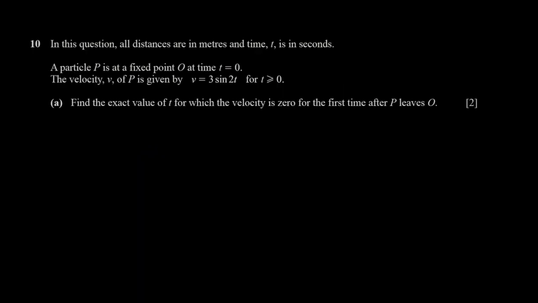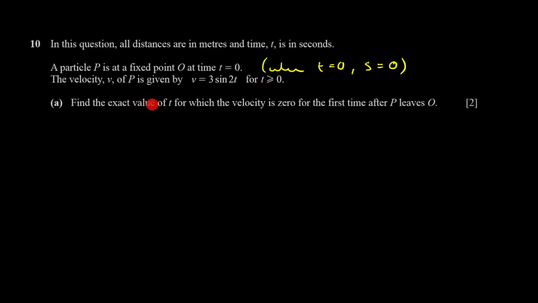All right, question 10 is a kinematic style question. A particle P is at a fixed point O at time t is equal to 0. Now, what does that expression there mean? That means that when t is equal to 0, it's at the origin, which means s is equal to 0. So that's something worth knowing for later on. The velocity of P is given by v is equal to 3 sine 2t for t is greater than 0.